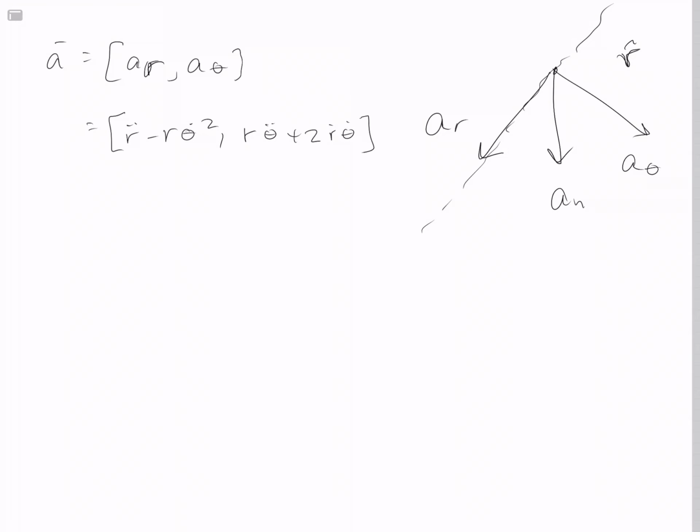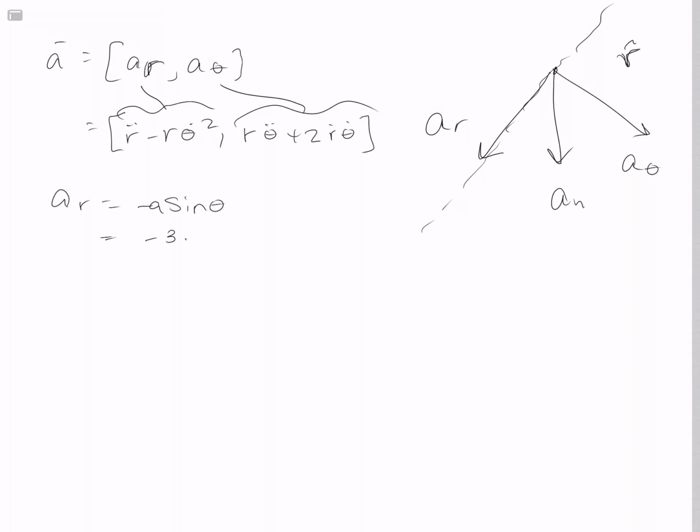And r theta double dot plus 2r theta dot. So this on the left side is acceleration along the r axis, and this side is the acceleration on the perpendicular axis. So let's do AR first.